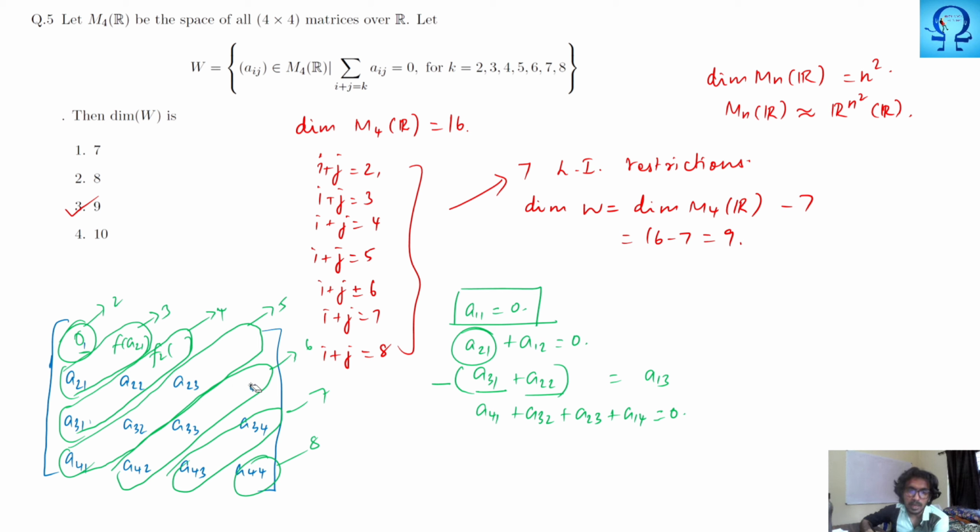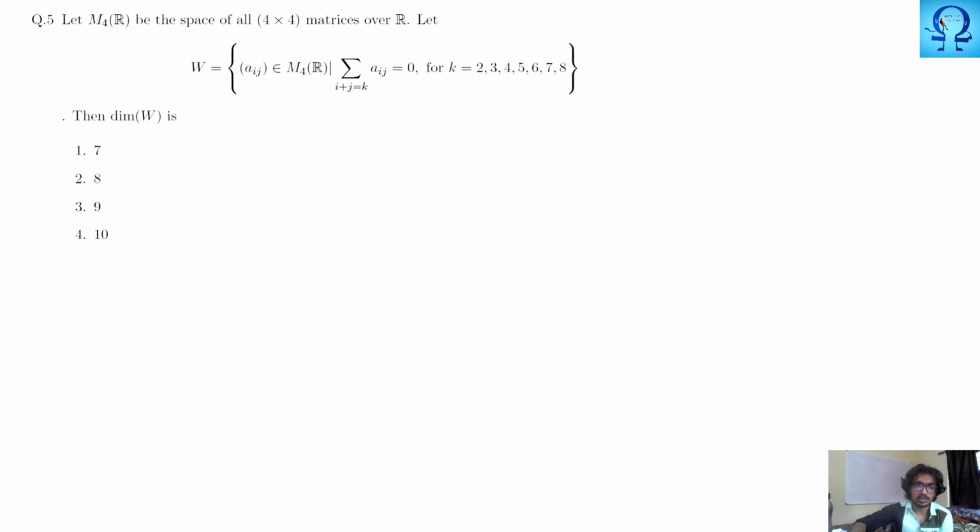So in this way, we lose the independence. These can be written with the help of other entries as well. Now if you just calculate, if you look for the free variables, there are only 9. So 9 is the dimension of W. The number of free variables that are required to write down the matrices in W is the dimension of W. Okay, moving to the next question.